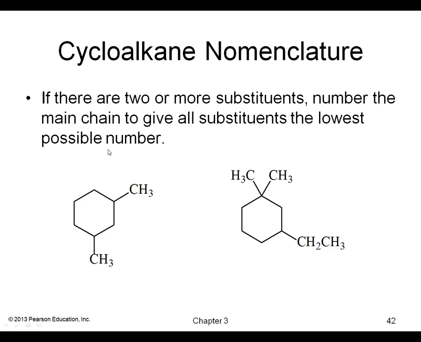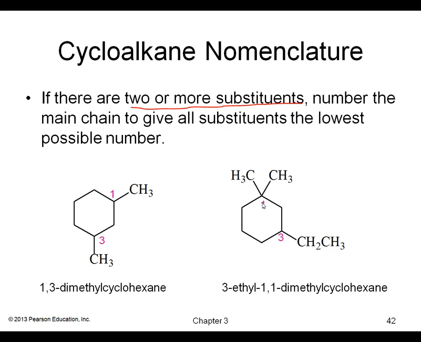Note, if there are 2 or more branches or substituents, then we must number them. Okay, so here I could start with either one. And so I'd have a 1,3-dimethyl cyclohexane. Here, I might want to put that as number 1 because the two branches are there to give those two lower numbers. So I'd have a 1,1-dimethyl and a 3-ethyl cyclohexane.